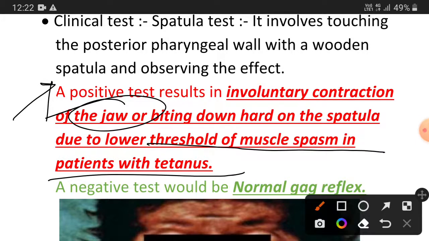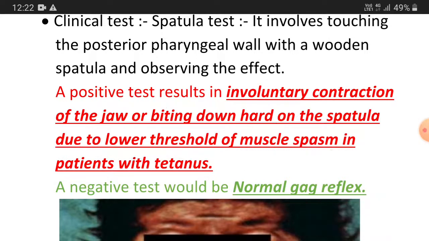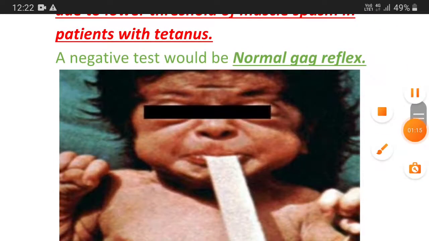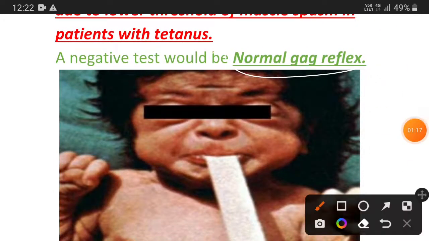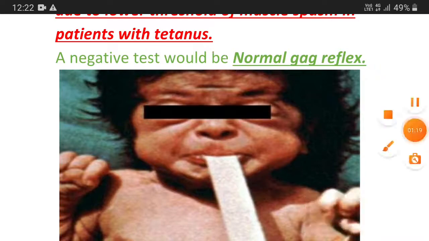I think you can understand this from when I talked about the mechanism of tetanus spasmin, how tetanus spasmin causes spastic paralysis. There I told you that there is no inhibition of the muscle contraction, right? That is the key word. That is why there will be a lower threshold of muscle spasm, okay. And a negative test will show a normal gag reflex.